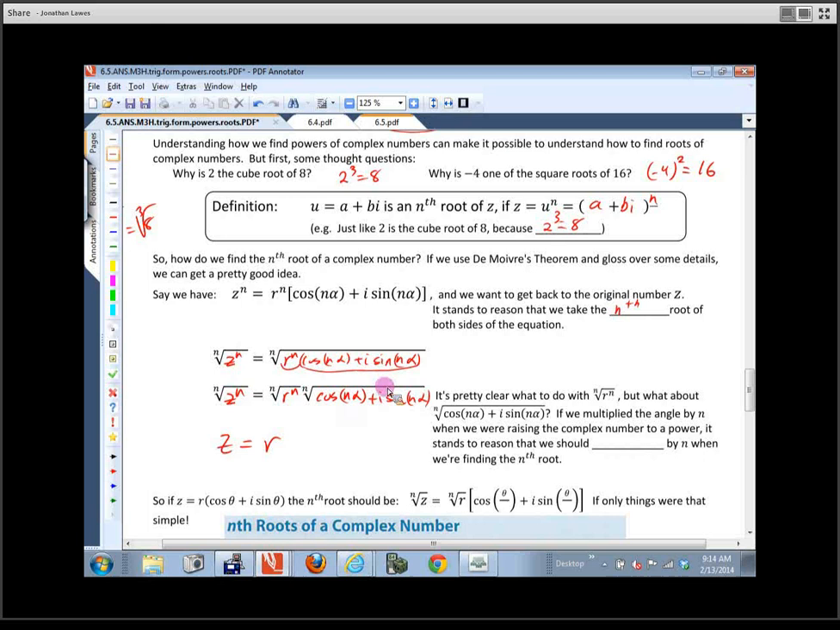Well, let's stop and think for just a second. When we used de Moivre's theorem, we multiplied the angle by n when we were raising it to the nth power. So if I was raising it to the nth, I'd multiply by n. So it should stand to reason that if we're going to take the nth root, what would I do with n and these guys right here? I'm going to divide. We're going to divide by n when we're finding the nth root.